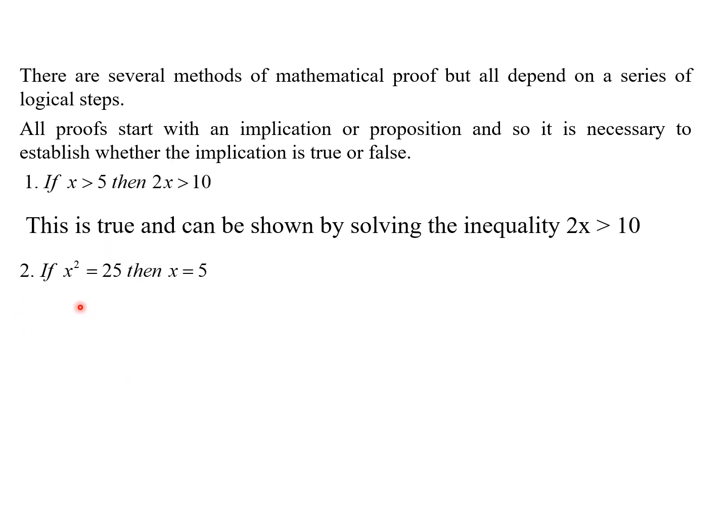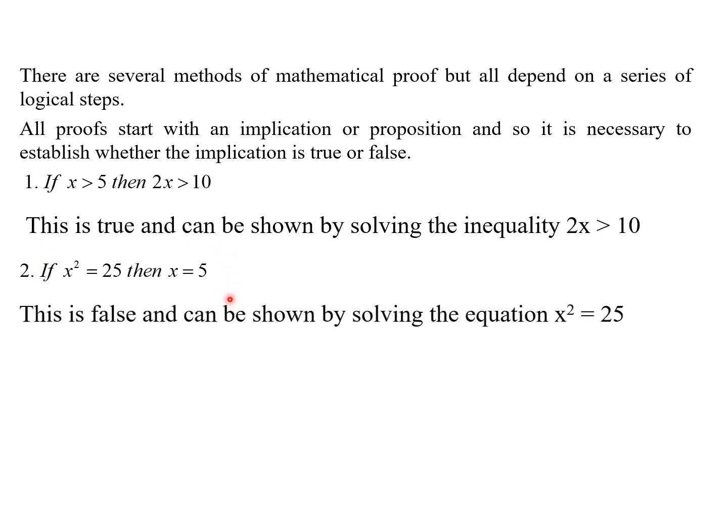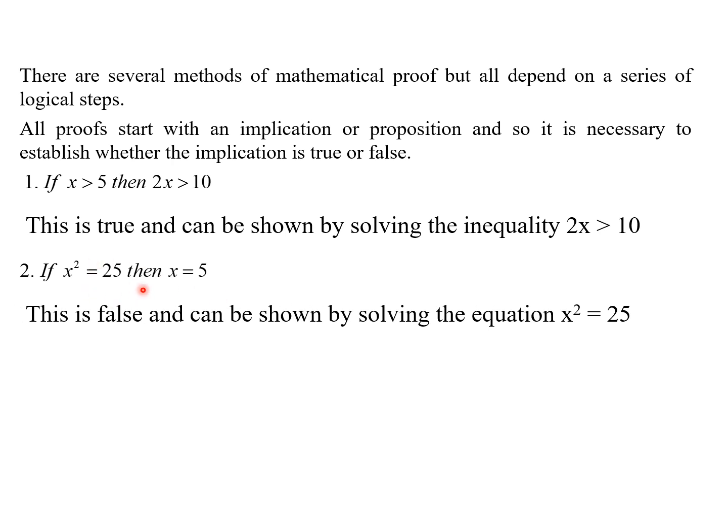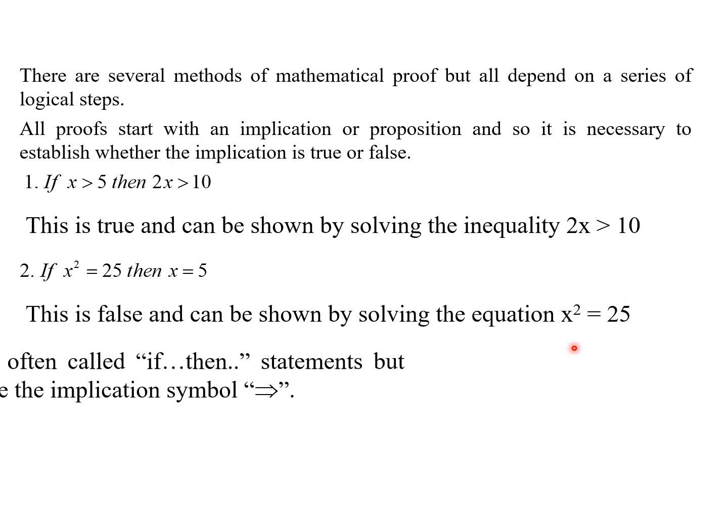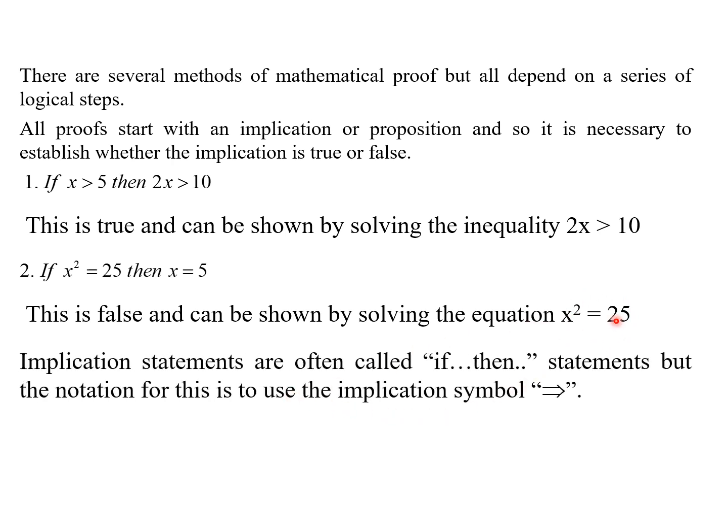The next statement is, if x squared is 25, then x is 5. If you think of this statement logically, it is obviously false, simply because if x squared is 25, there's a possibility of x being positive 5 and also negative 5. In order to show that this is false, you simply solve x squared equals 25, and you will get x being plus or minus 5. So x being 5 is not the only answer, and therefore this particular statement is false.